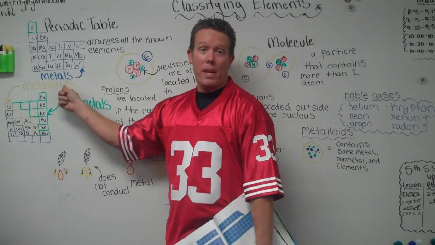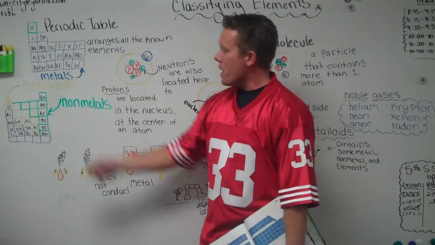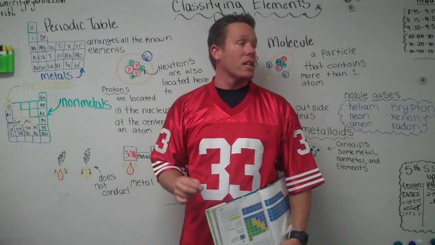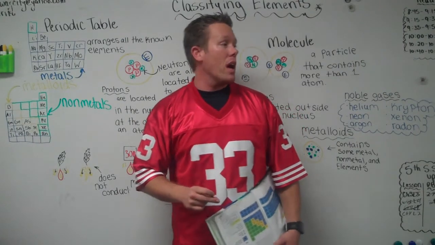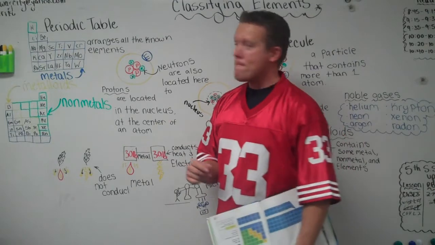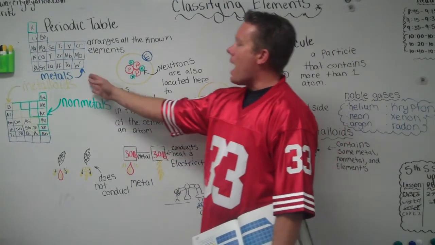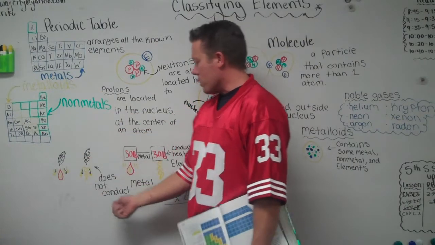So metalloids are a combination of metal and non-metal. And then the green are nonmetals. For the test, you're going to have to label the periodic table. A couple of things you also need to know about metals, metalloids, and nonmetals.